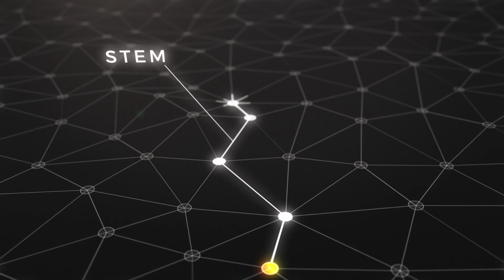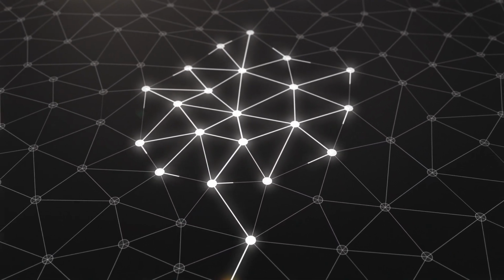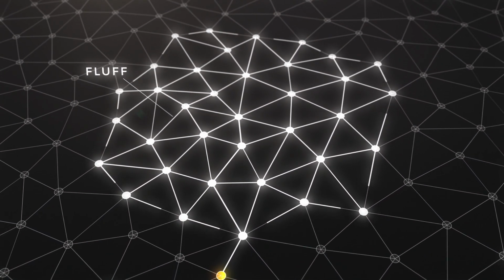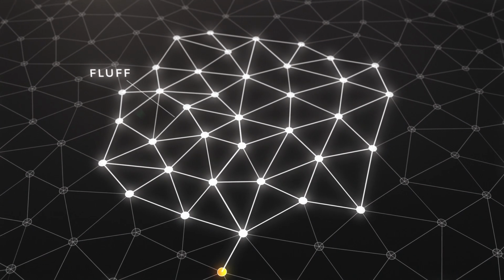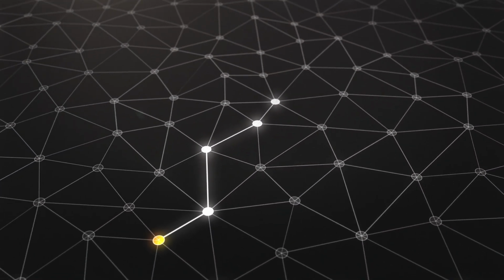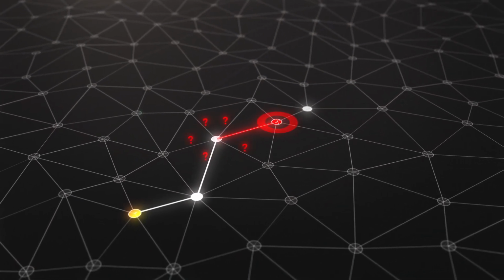In phase two, the transaction is broadcast symmetrically outwards from the end of the stem. This is the fluff phase. Intuitively, Dandelion works because the spreading pattern is no longer symmetric. If an adversary is in the stem, it can't tell where the stem started.